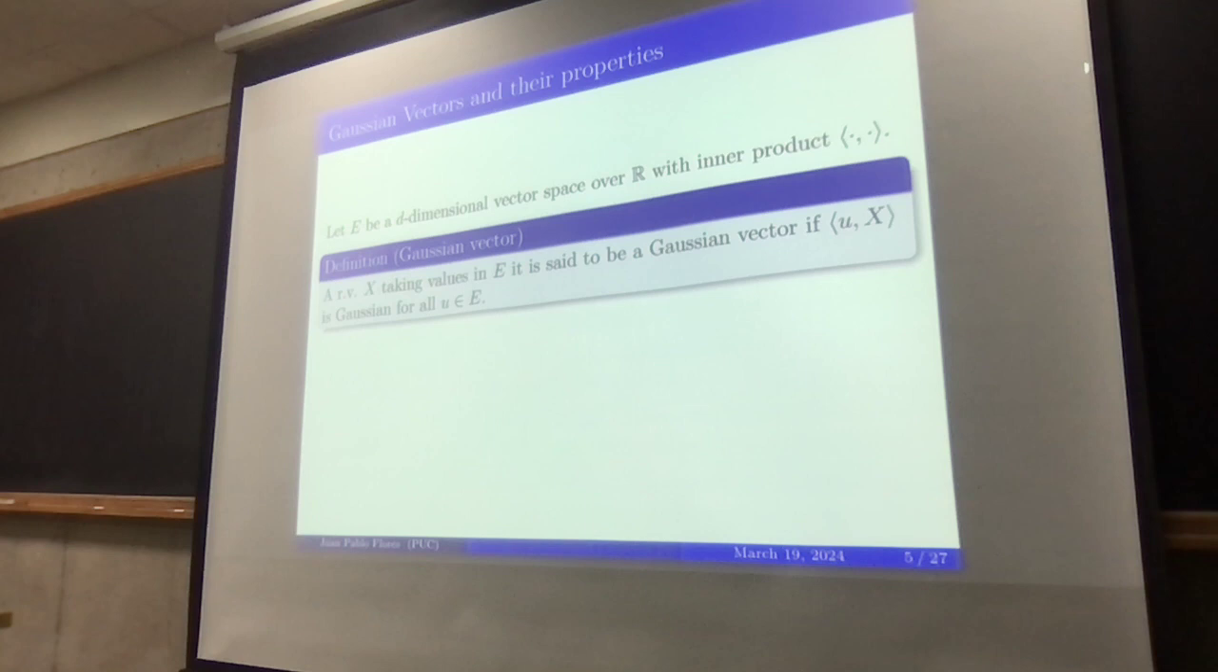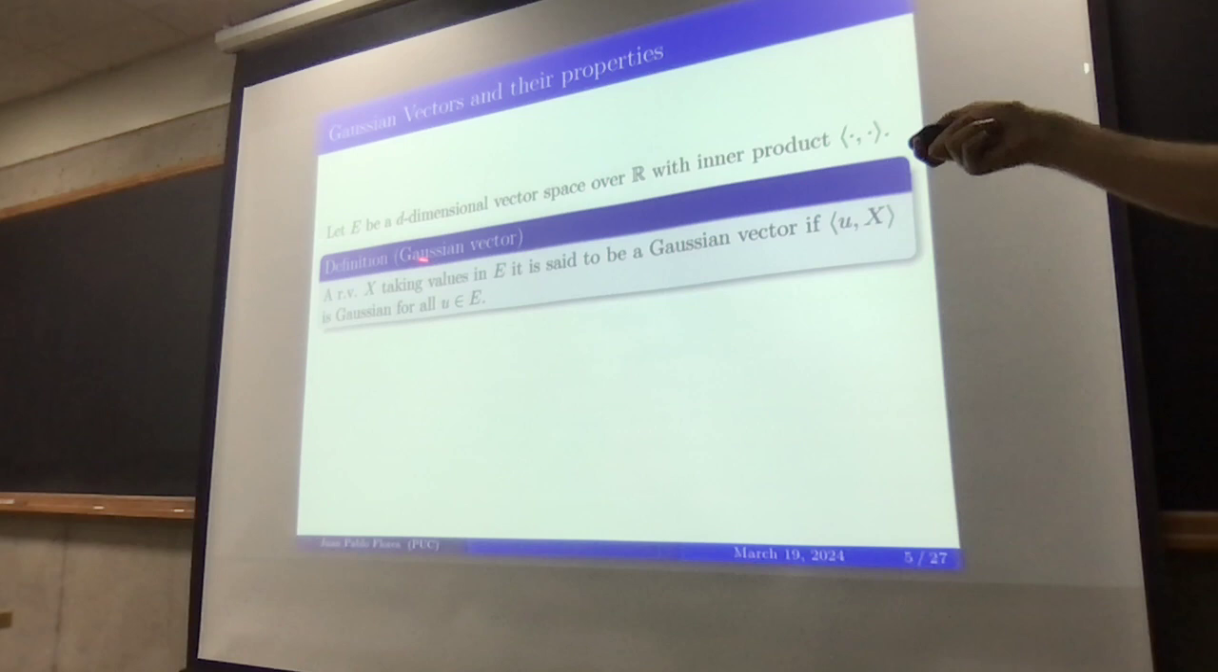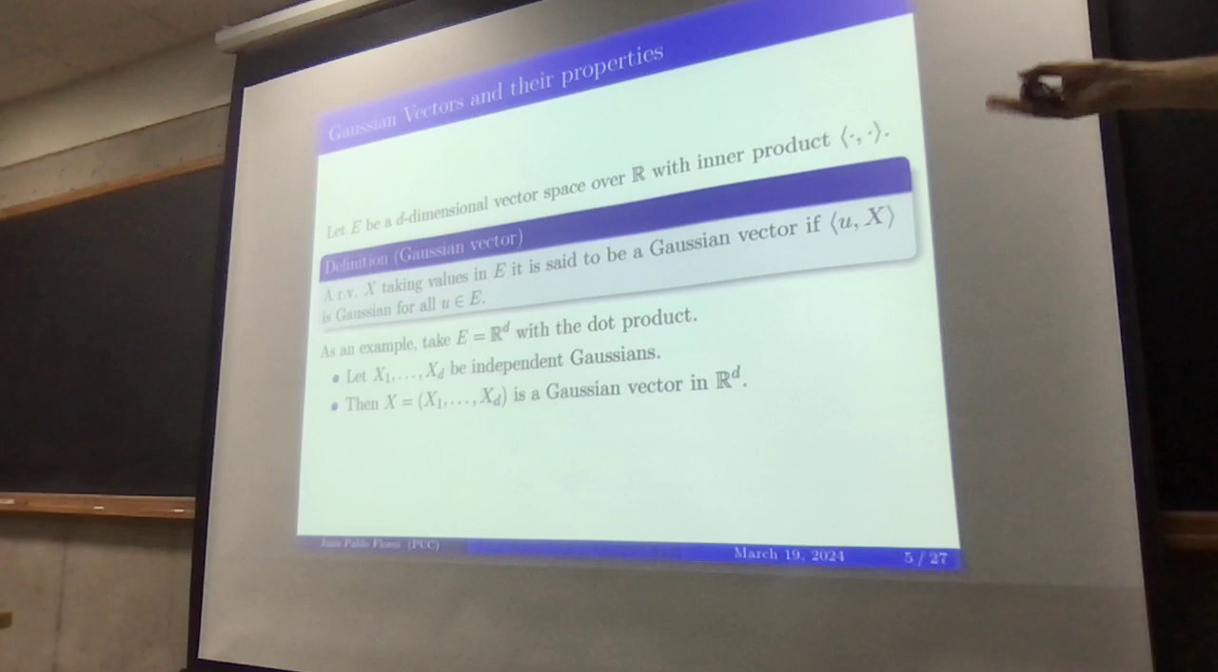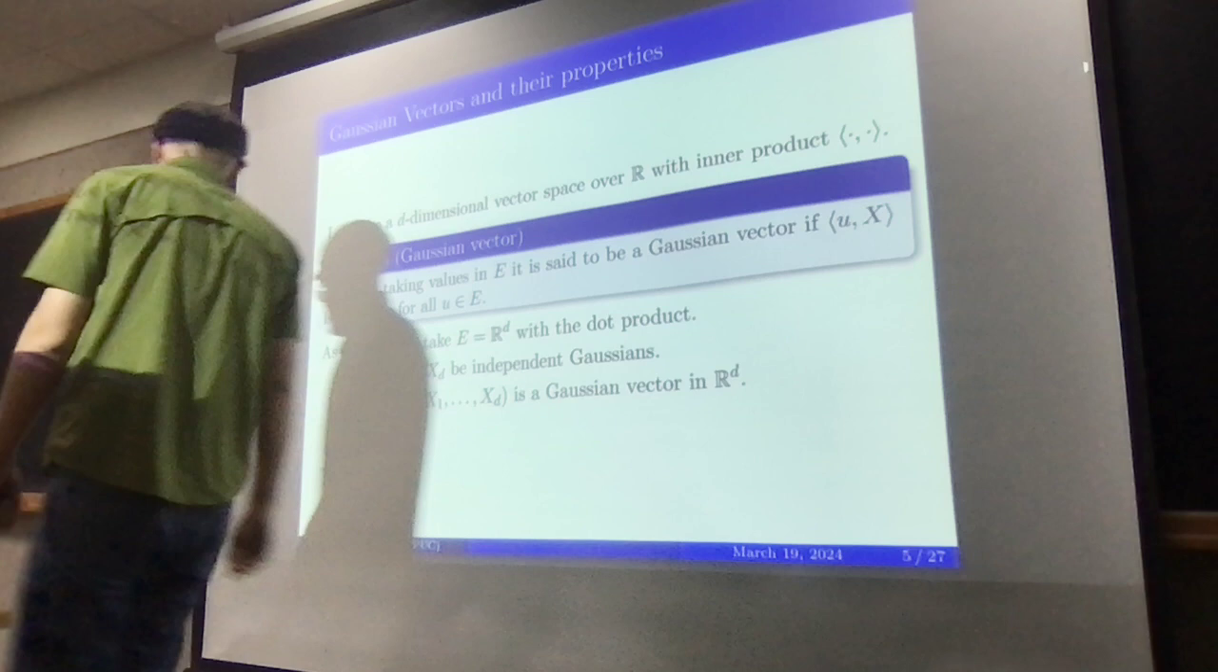Okay, so let's move on now to Gaussian vectors and the properties of the Gaussian vectors. We are going to be working with a vector space E that is finite dimensional, and we are going to have an inner product in this vector space. We are going to define a Gaussian vector as a random variable taking values in the vector space E, such that if we take the inner product of X with any vector u, we have a Gaussian random variable. And as an example, we can take E equal to R^d, and all finite dimensional vector spaces are essentially R^d.